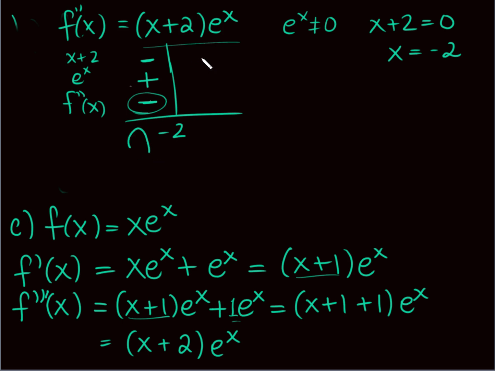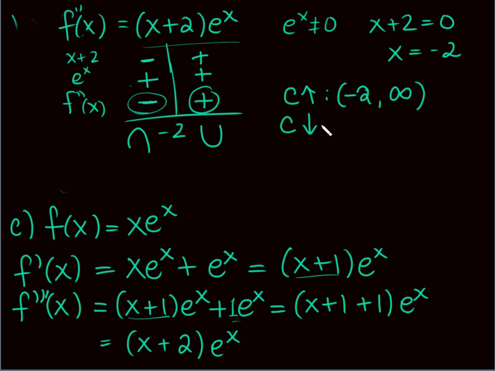If I put in 0, 0 plus 2 is positive, e to the 0 is positive, so my second derivative is positive, so I'm concave up. So where am I C up? I'm C up from negative 2 to infinity. Notice on all these intervals, when you're doing increasing and decreasing as well as intervals of concavity, we always put open parentheses. You're never going to be putting closed parentheses on these. Concave down, where we see down? From minus infinity to negative 2.